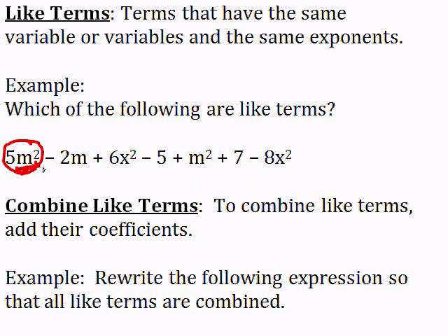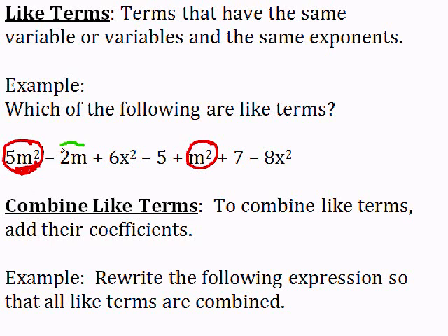So we go through and we look at all of the terms, and we're looking for m's that have exponents of 2. Negative 2m doesn't have an exponent of 2. 6x squared has an x that's to the second, but the x and the m don't match. Negative 5 doesn't have an m or an x. M squared has the m and it has a second exponent, so m squared is a like term with 5m squared.